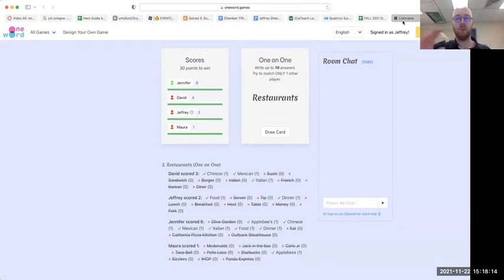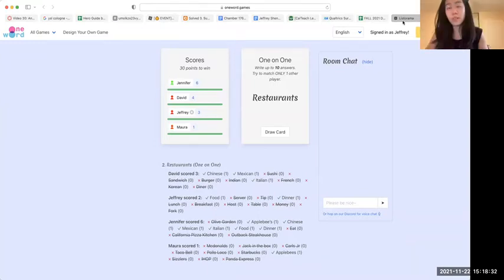So again, it's different rules for all types of games. In this case, I got 3 points because I matched Jenny 3 times. But if someone else had written Chinese, I wouldn't have gotten a point. But that's just this game. And our goal is the first person to 30 points wins.